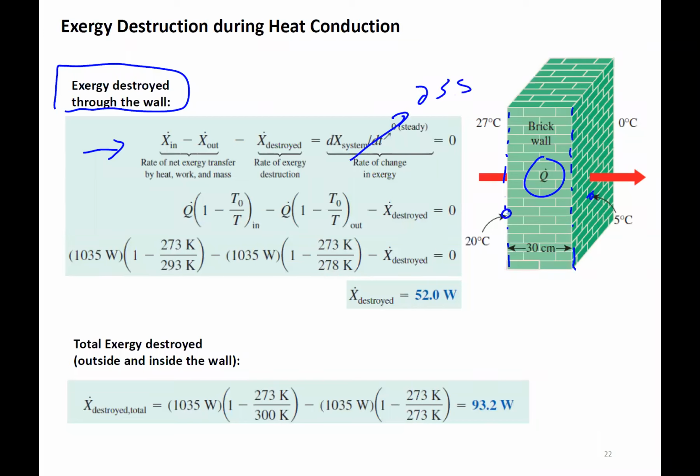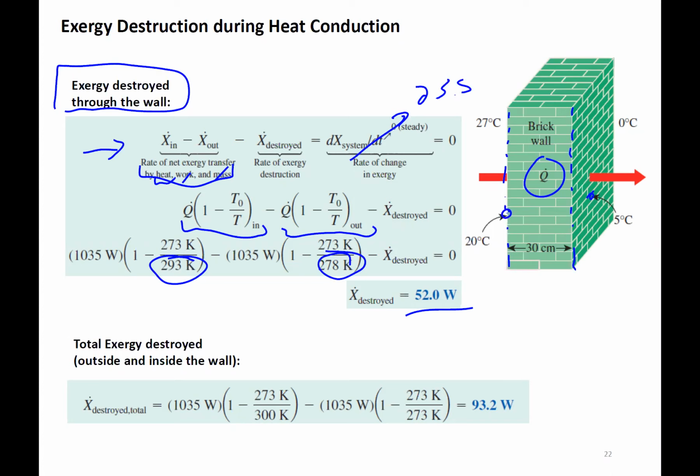Okay, so we have exergy in and out. Well, there's no work, no mass transfer, so we just have heat. So exergy in, exergy out from heat transfer, and the big thing is the temperatures, using the temperature on each side of the wall. Solve for X destroyed, we get 52 watts, right?